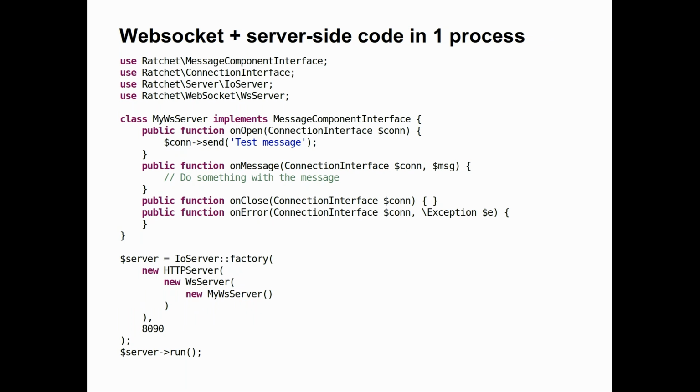How do we start this WebSocket server? We initialize an HTTP server, say, oh, we want you to use a WebSocket server, give it our class that we just defined, and say, you need to run on this specific port. And we just run it. And now we have a WebSocket server that's listening on port 1890. If you telnet to port 1890, it will immediately send you a test message.